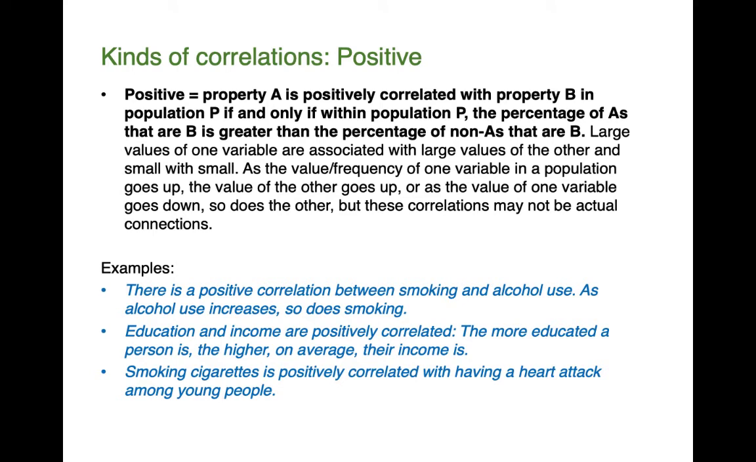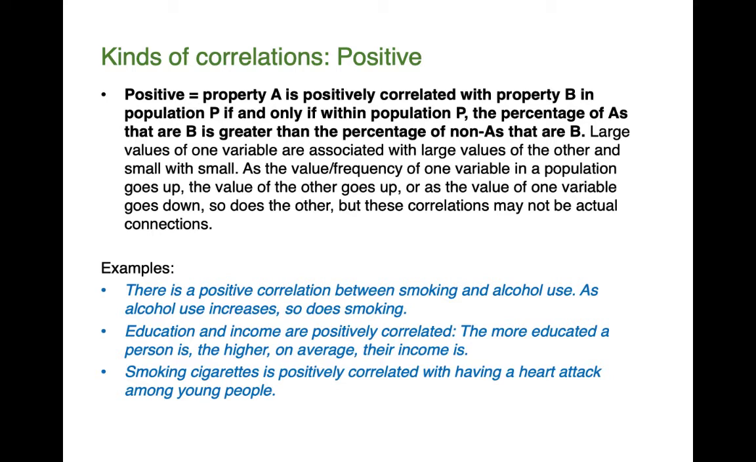So, brief review, there are different kinds of correlations. A positive correlation is one where property A is positively correlated with property B in a population if and only if within that population the percentage of A's that are B is greater than the percentage of non-A's that are B. This is a very specific statistical description. Large values of one variable are associated with large values of the other, and small with small. As the value or frequency of one variable in a population goes up, the value of the other goes up. Or as the value of one variable goes down, so does the other.